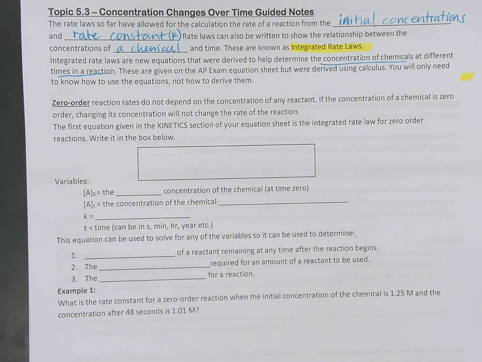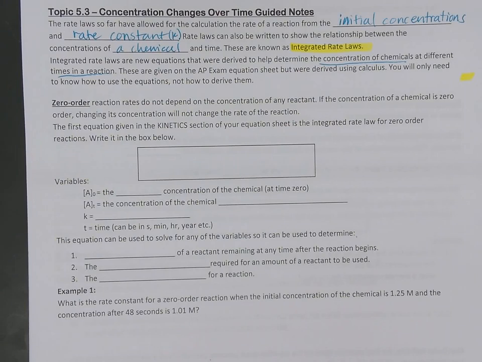So we're going to start out with zero order. So zero order reaction rates do not depend on the concentration of any reactant. If the concentration of a chemical is zero order, changing its concentration will not affect the rate of the reaction. The rate is basically constant.